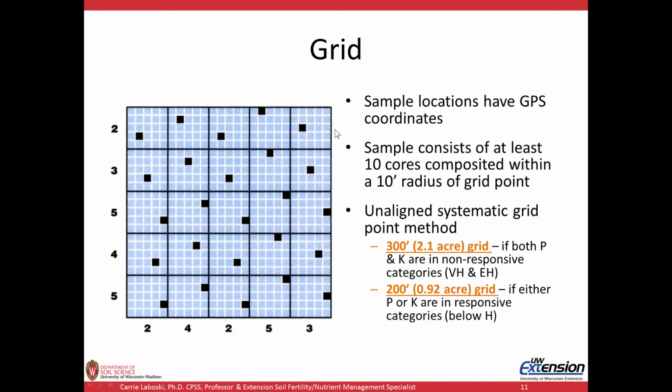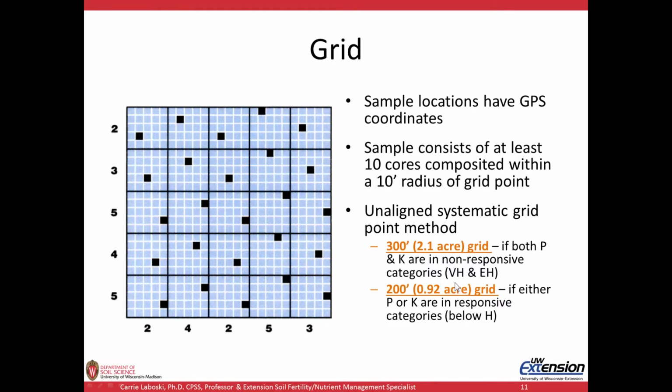Now, when we look at grid sampling, what I just described, moving these points around, is what's called unaligned. But the grid size is really important here, and I've got this in orange so it calls your attention to it. We suggest using a 300-foot grid, so this would be like a 2.1 acre grid if both P and K are in the non-responsive category. That would be a very high, excessively high soil test level, based on the previous time you sampled.